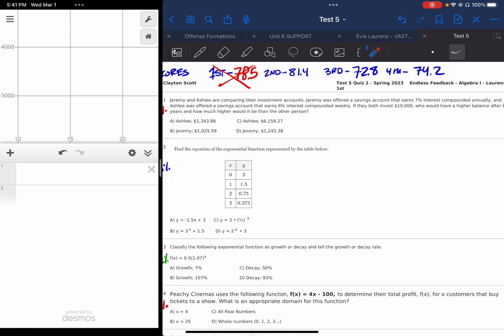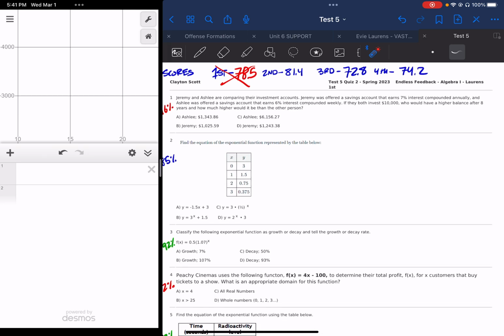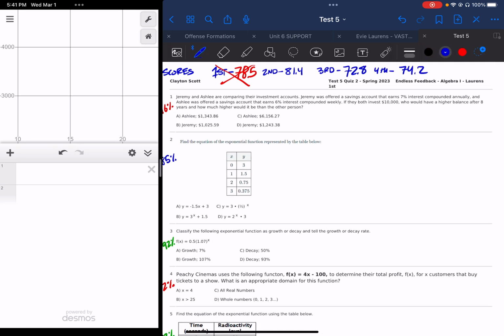Jeremy and Ashley are comparing their investment accounts. Jeremy was offered a savings account that earns 7% interest rate. That means my rate is 7%, and 7% as a decimal is 0.07. And the interest is compounded annually. Annually and compounded mean how many times it is happening per year, which gives me my n value, and annually means it's happening one time per year. So my n value is one.